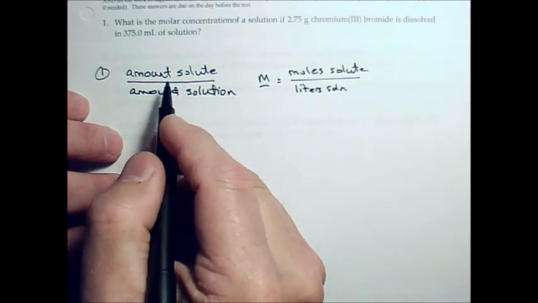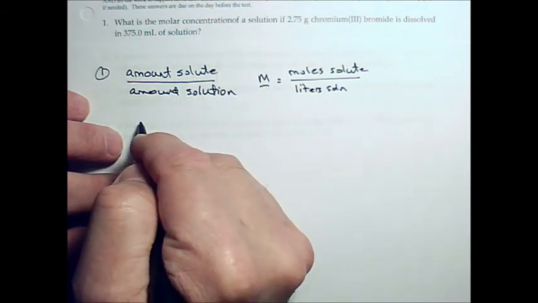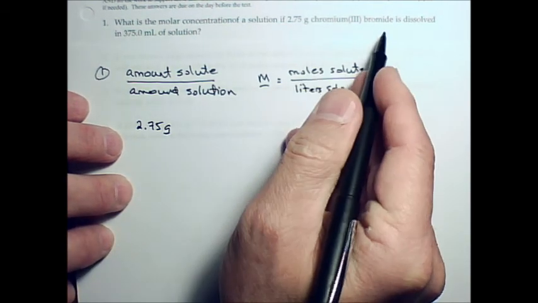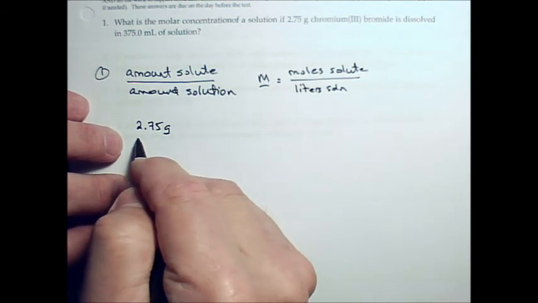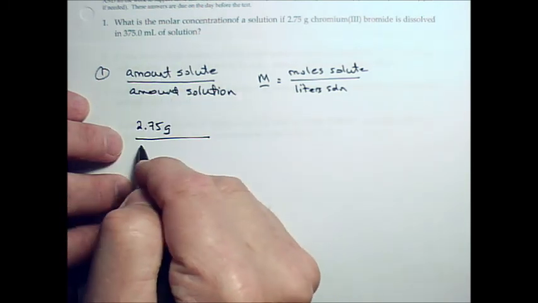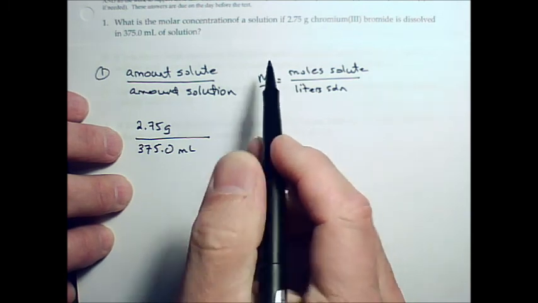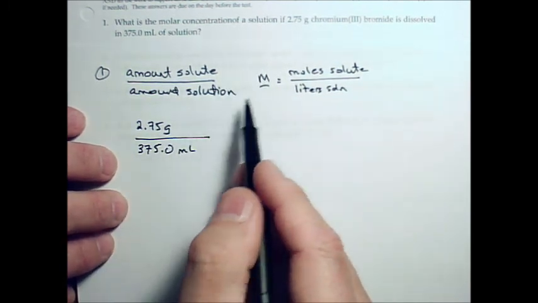So the amount of solute is 2.75 grams of this chromium 3 bromide. And the amount of solution is 375.0 milliliters of that chromium 3 bromide solution.